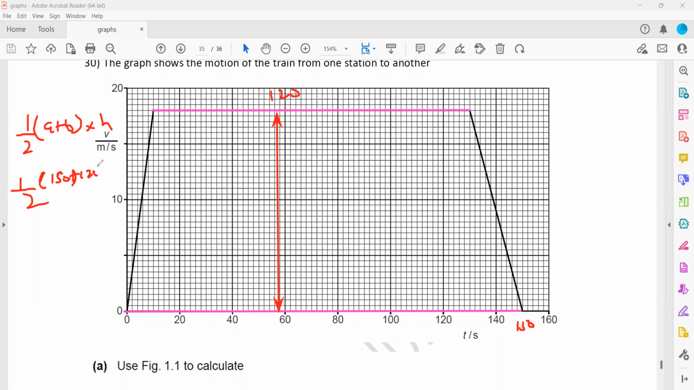So 150 plus 120, multiplied by the height. Height means the distance between the parallel sides here. 10 boxes equal 5, so each is 0.5. So this will be 15, and this will be 17.5, because it is between 15 and 20. So it will be half the sum of the parallel sides, 150 plus 120, times 17.5. This gives us 2,430 meters. That is the distance traveled by this train from one station to another.